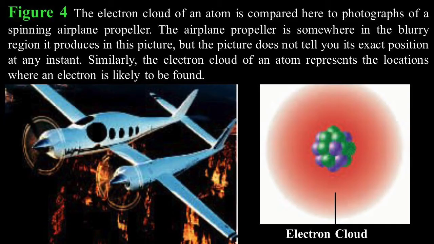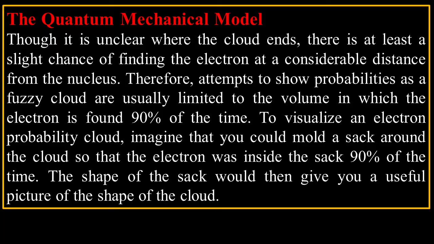All right, here we have an airplane, and you can see the propeller blade as it flies over the mountains. And then next to it is an atom with the electron cloud. The electron cloud of an atom is compared here to a photograph of a spinning airplane propeller. The airplane propeller is somewhere in the blurry region it produces in this picture. But the picture does not tell you its exact position at any instant. Similarly, the electron cloud of an atom represents the location where an electron is likely to be found. The same can be true with a fan blade, anything spinning, where you're creating a shadow, a blur.